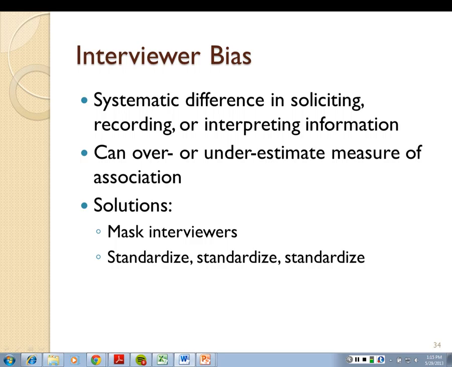Interviewer bias occurs from the systematic difference in soliciting, recording, or interpreting information. It can occur whenever exposure information is sought when the outcome is known, as in a case control study, or when the outcome information is sought when exposure is known, as in a cohort study. So what are the solutions? You can mask interviewers to the study hypothesis and disease or exposure status of the subjects. The use of standardized questionnaires or standardized methods of ascertaining the outcome or exposure can also help decrease interviewer bias.